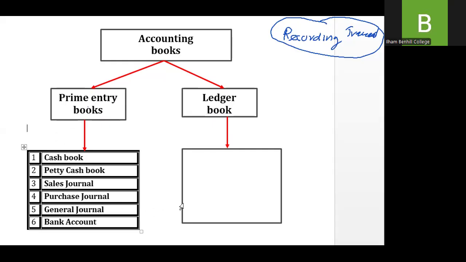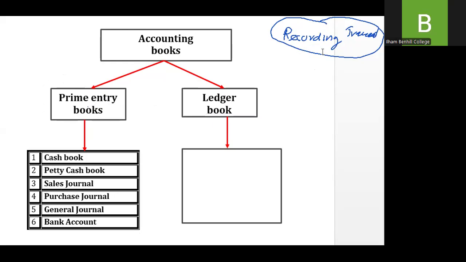If you are asked, what is a cash book? What is a petty cash book? What is a sales journal? For all accounting terms and books, you must learn what it is. So how do you describe a cash book? You have to say it is a prime entry book used to record transactions. Prime entry books are used to record transactions.